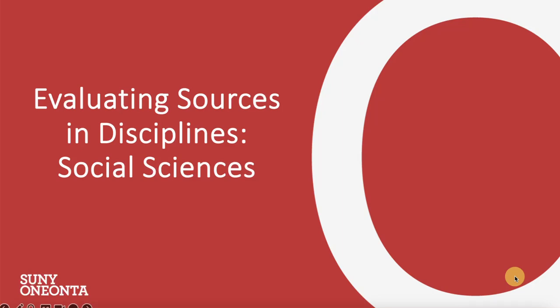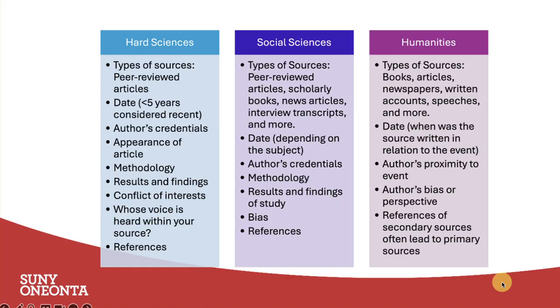In this video, we're going to talk about evaluating sources in different disciplines, specifically in the social sciences. When working on a project in the social sciences, you might be looking for a typical peer-reviewed journal article as we went over in the hard sciences section. But you also might be looking for a scholarly book, a news article, or an interview on a given topic. Again, this is when the context is incredibly important to determine what sources match your information need.